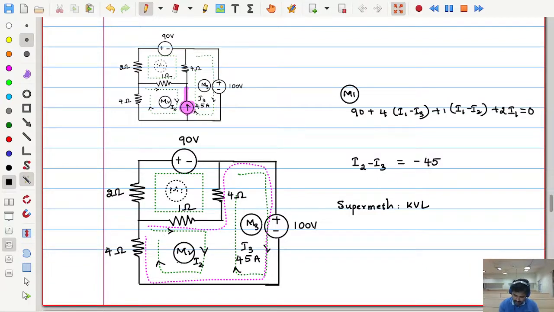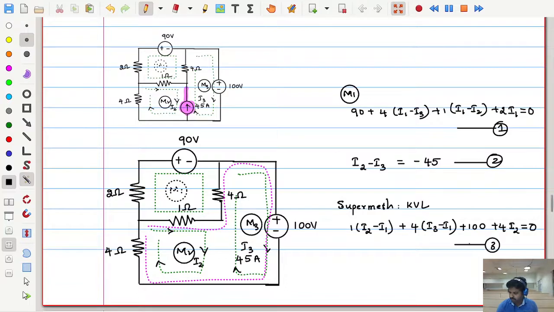As long as I am in the mesh 2 area, I will use the I2 current. So 1 into (I2 minus I1) plus, next element is 4 ohms, 4 into (I3 minus I1) plus 100, not minus, so plus 4 into I2 is equal to 0. That's all. This circuit work is completed. 3 meshes are there, 3 equations we got. This is 1, this is 2, this is 3. So simple. Like this you should solve the problems. Okay. Thank you.